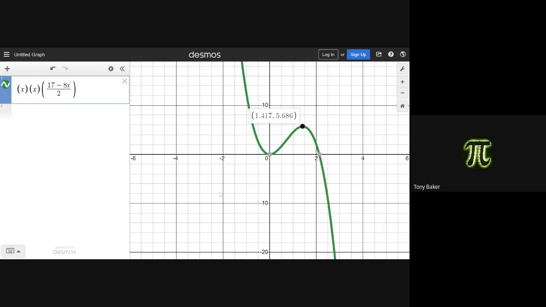And the X that's going to maximize my volume is 1.417. So X would be equal to 1. Well, I think they want the hundredths. Yeah, 2 decimal places. So 1.41 or 1.42, sorry.